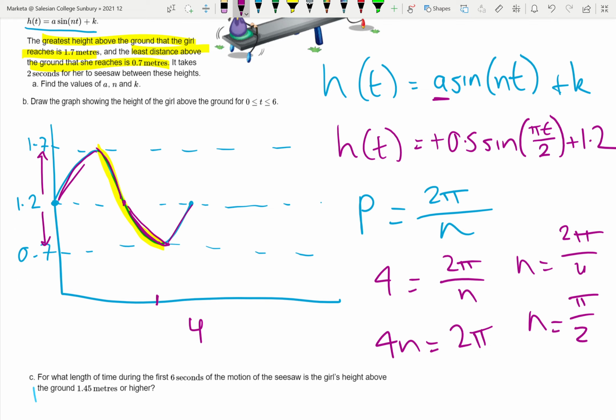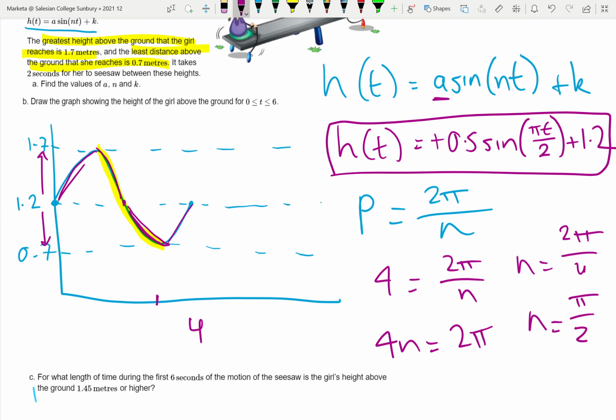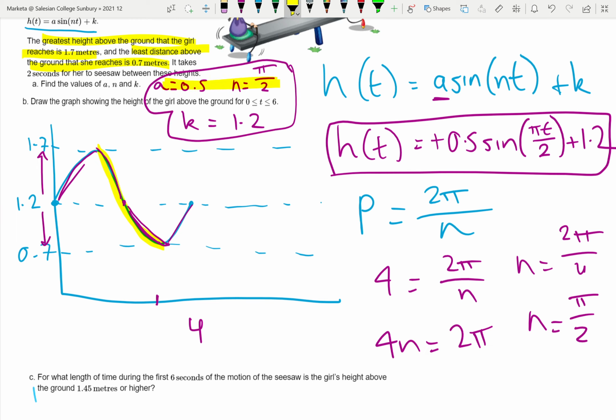So we should state those values. We've as good as stated those values, but we need to actually say a equals 0.5, n equals pi on 2, and k equals 1.2. They're asking us for those values, so we need to actually state them, and I will highlight them because we want the answer to be really clear there. All right, so we've done that, and it's handy because we've actually drawn that graph now.